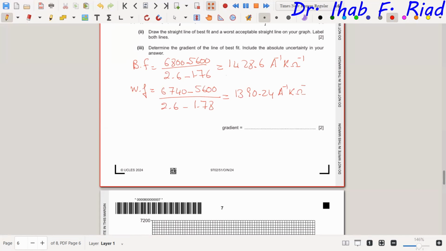So this is the best fit. How do we calculate uncertainty? How can we calculate the absolute uncertainty in the gradient? Okay, it is the worst fit minus the best fit. Yes. 1428.6 minus 1390.24. Right? Yes.